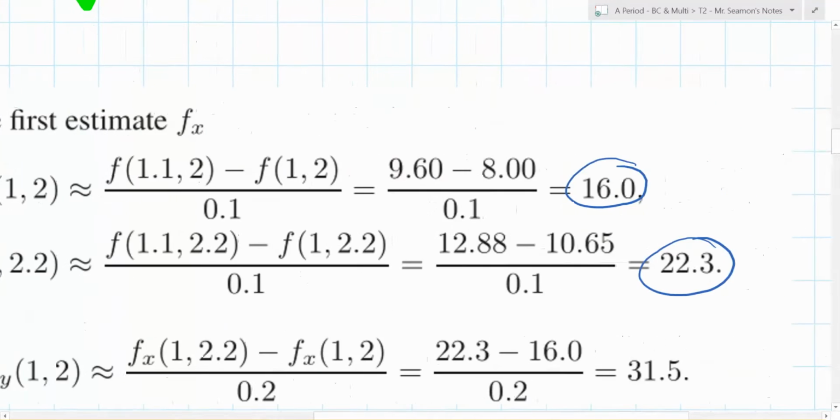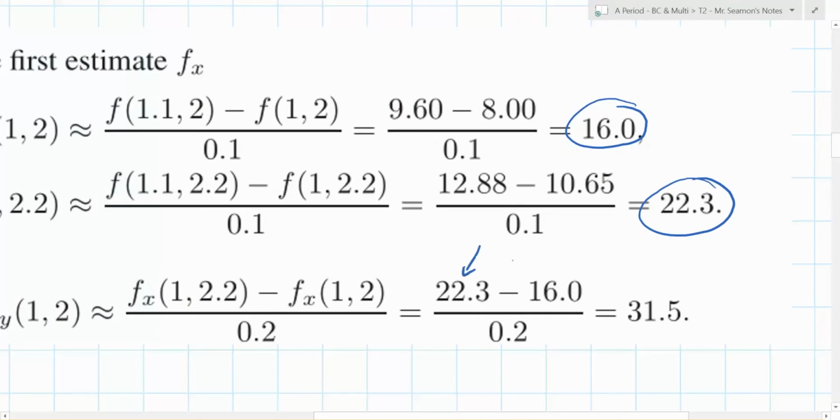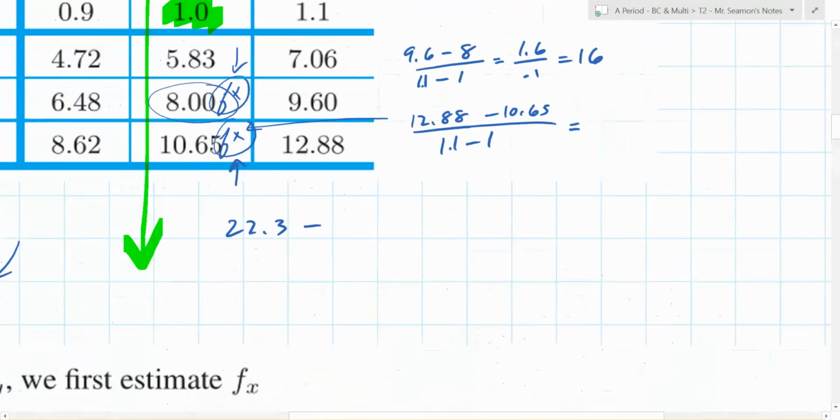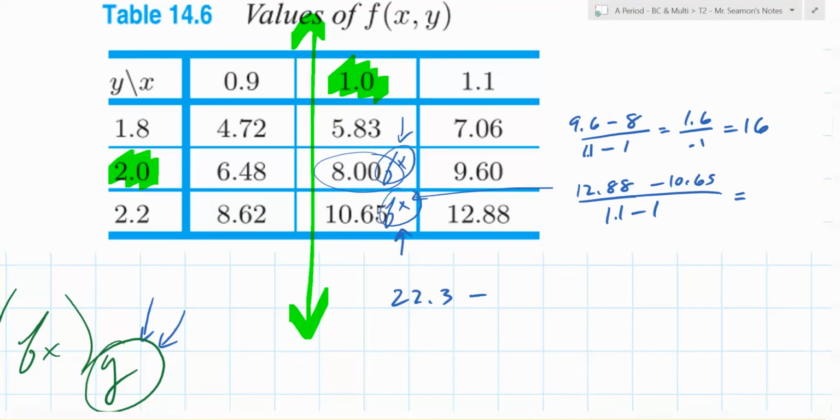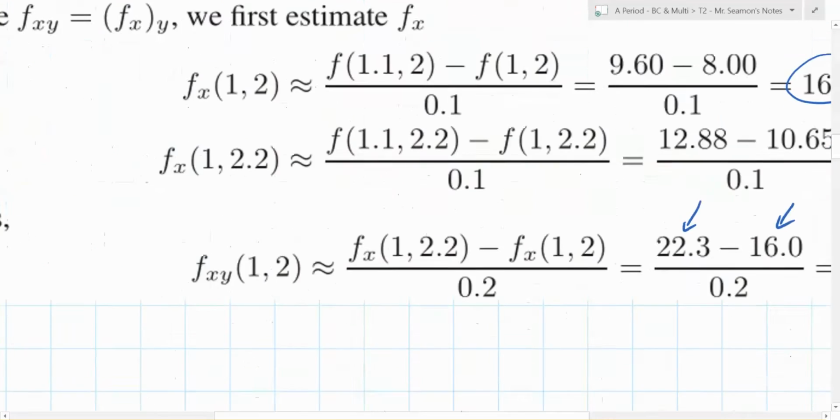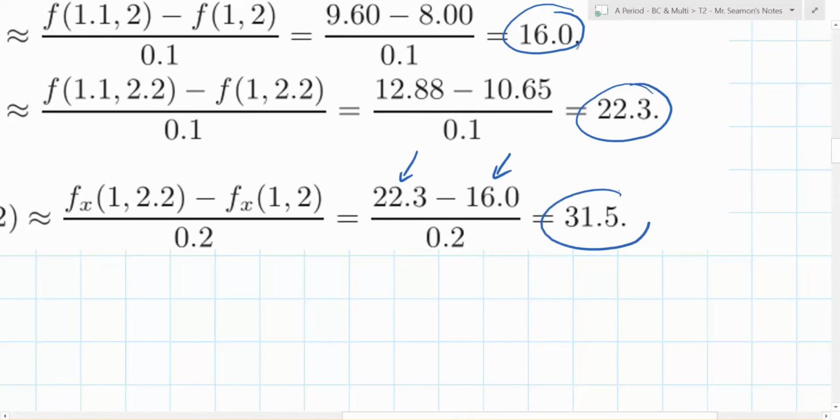I think they have it right here. So 22.3 minus 16. And where does that 0.2 come from? 2.2 minus 2. So you end up with what? 31.5. So what did we do there?